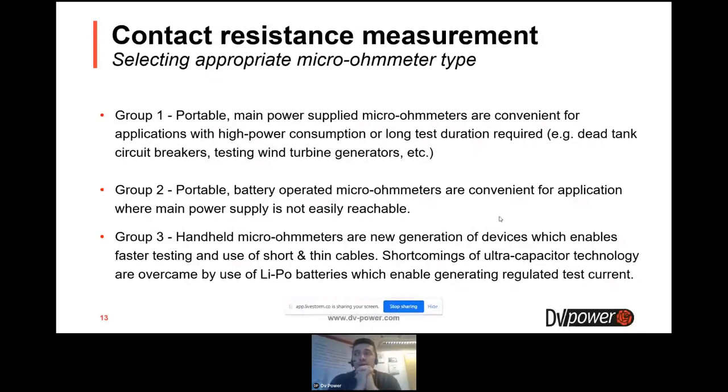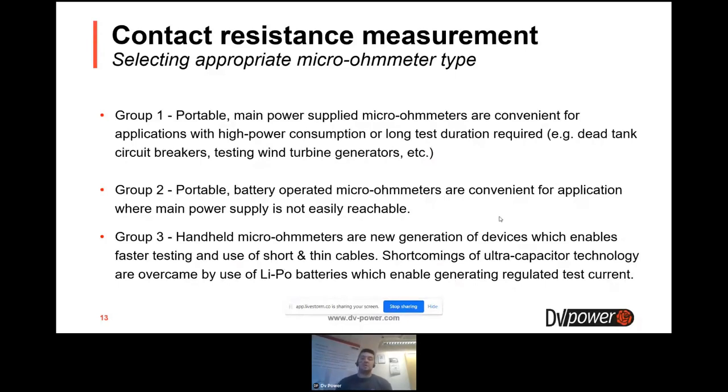in the factory, and they sometimes want to generate very high currents for a long period of time. So it's of course not possible in most cases when you use batteries or something like that. If you want to use micrometers for some field applications, for field testing, then you can consider using group 2 or group 3 devices. That means battery operated devices.